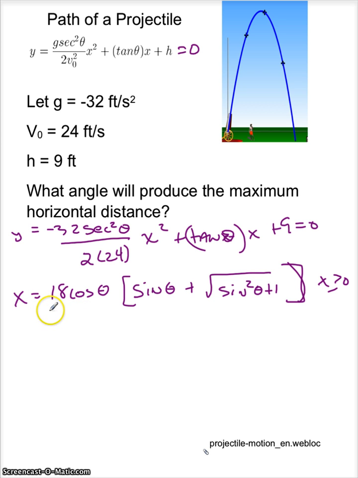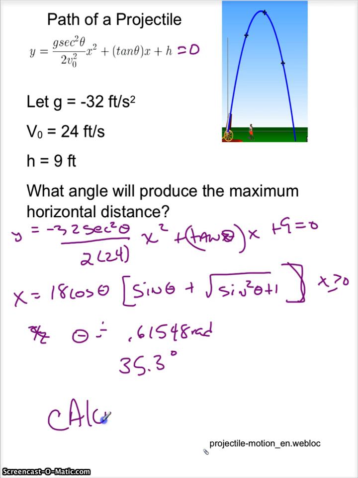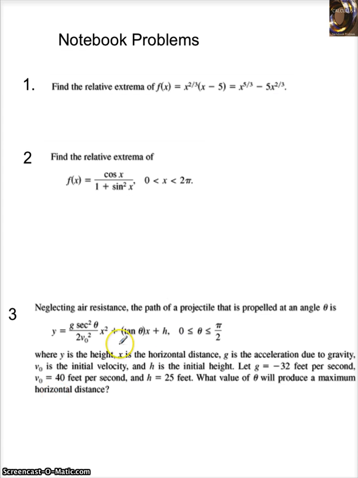Now, you can do this, but trust me, it's terrible. I don't want to do it. Using your graphing calculator, when you maximize this, you can get that theta is about 0.61548 radians, and this actually is 35.3 degrees. So you can do these, but you really need a calculator to do them. All right, try these problems. When you're done, turn off the tape and finish your homework.